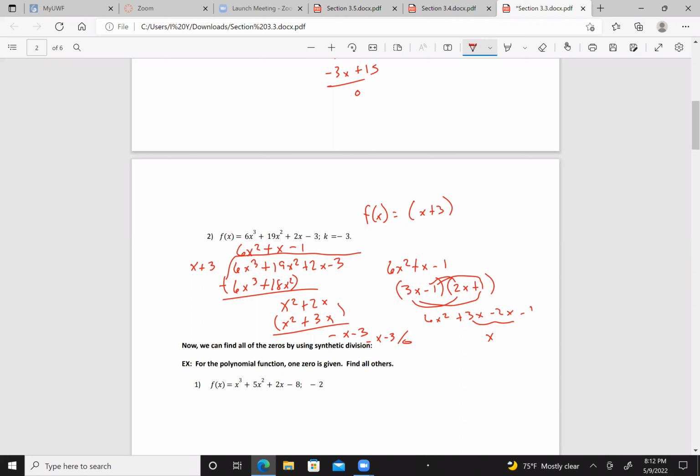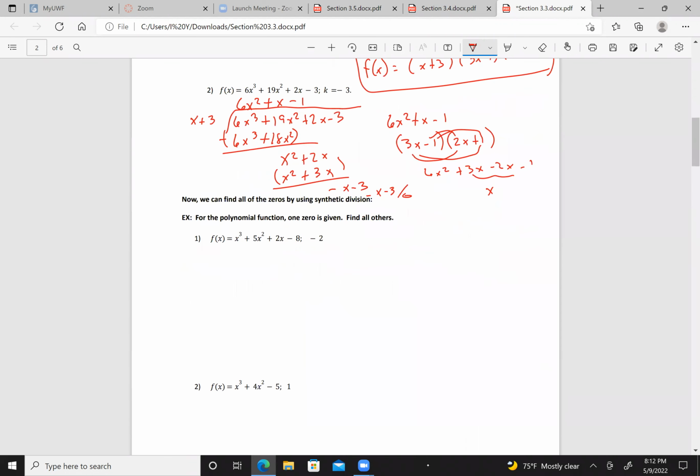Did I do that backwards? It appears that I did. We need positive x, that's right. So my factors are 3x minus 1 and 2x plus 1. Now we can find the zeros, which we really found, we just didn't state them.